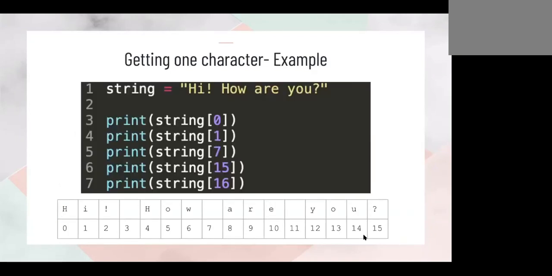So to get one character, you would put the index number inside of the brackets. So you always do the string name, bracket, and then index number to get a specific character.